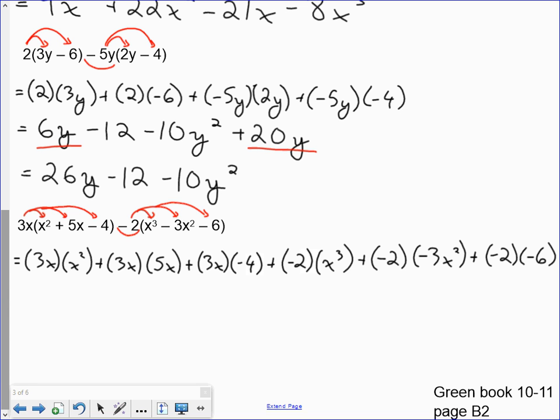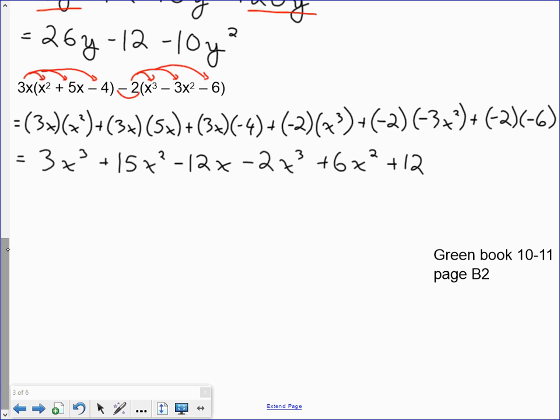Let's do our multiplication here. So 3x times x squared, add the exponents, 3x cubed. 3 times 5 is 15, x squared times x. And then 3 times negative 4, negative 12, x. Negative 2 times x cubed is negative 2x cubed. Negative 2 times negative 3 is positive 6. And we have an x squared. And then finally, negative 2 times negative 6, positive 12.